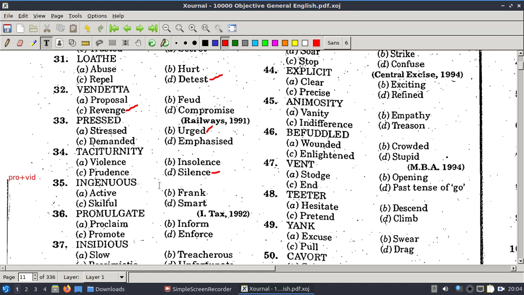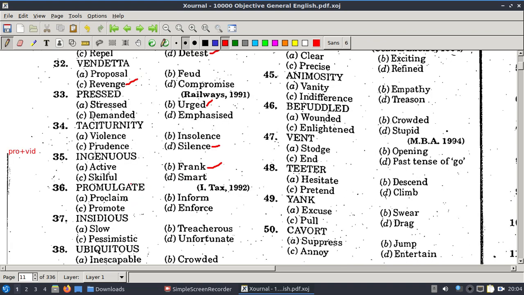They believe people. They are very honest. They are very innocent. They are very frank. Frank is the correct word here. They tend to believe their remarks. An ingenuous remark means it's a frank remark. It's an open remark. They don't hide anything. Okay. Smart is intelligent.